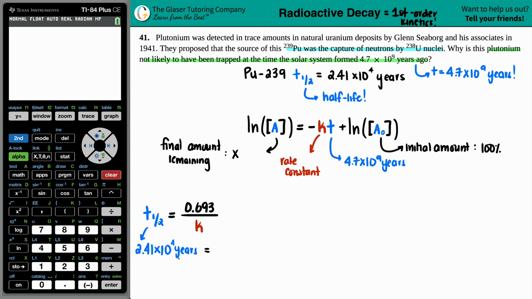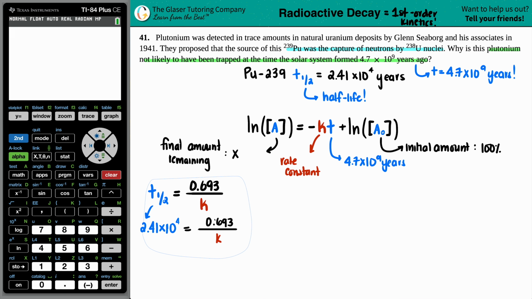So if I just say, and maybe I'll get rid of the units here, because usually when I do my math, I don't like units. I just tack them on at the end. So this equals 0.693. I'm going to solve for K. What you can do is cross multiply, which is what I'll do. So this times this, and we get 2.41 times 10 to the 4th times K equals 0.693. We're going to solve for the K value. So we want to divide by 2.41 times 10 to the 4th on both sides.